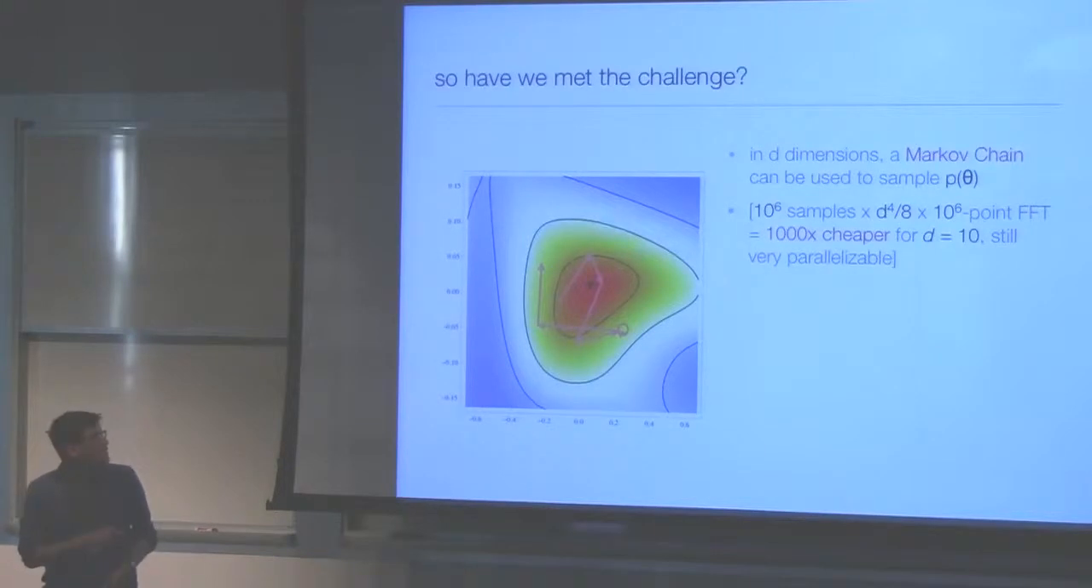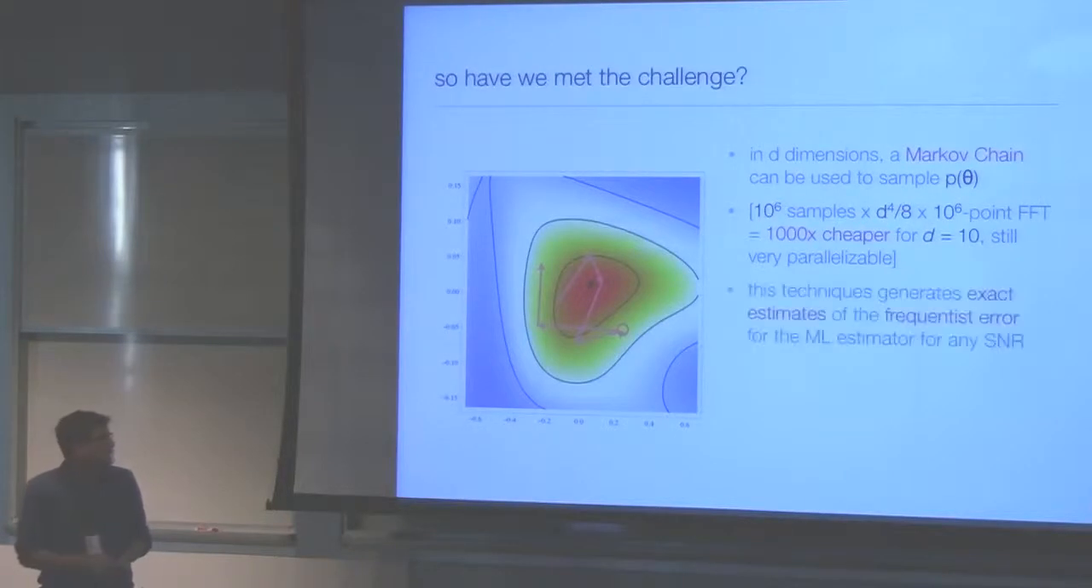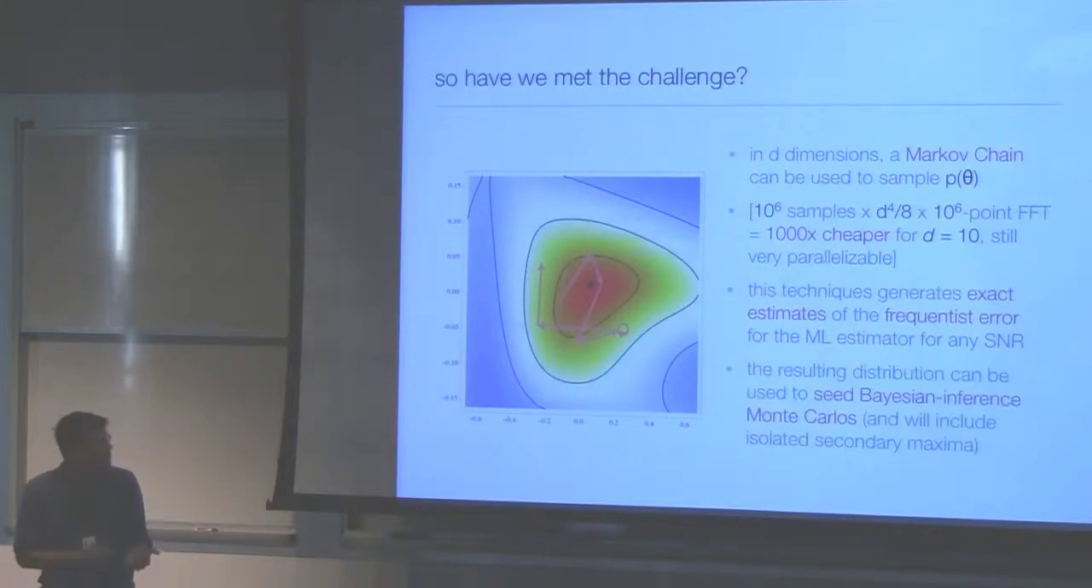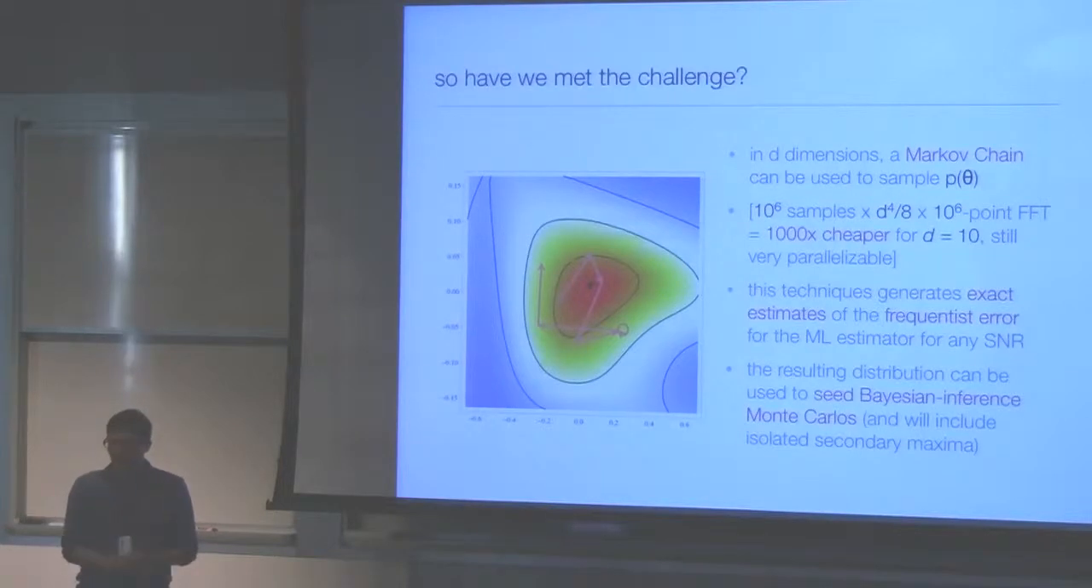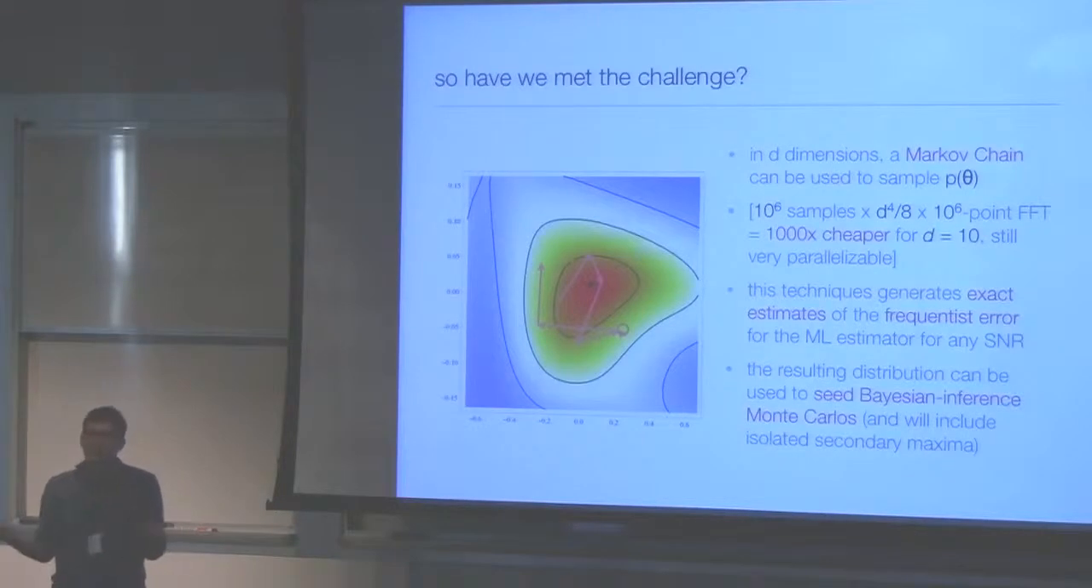And it's very parallelizable. All these inner products you can certainly do on different processors. So with this you have an exact estimate of the frequentist error. I think this can also be useful because it can be used to seed a Bayesian inference Monte Carlo for a given noise realization through data, because it has an idea of where the maximum likelihood can be in general for any noise. And also this distribution will include the secondary maxima, if there are any, because the maximum likelihood local condition is satisfied by primary as well as secondary maxima.